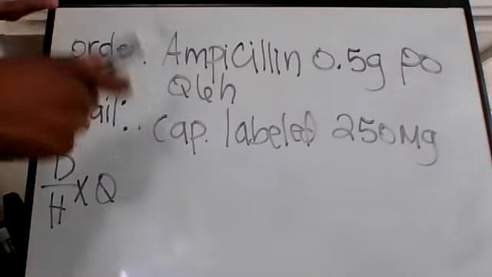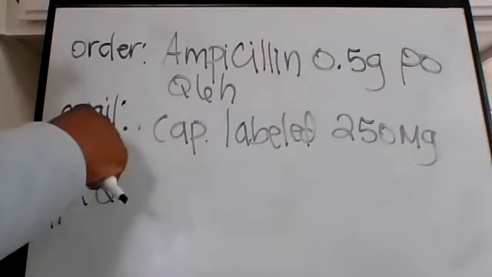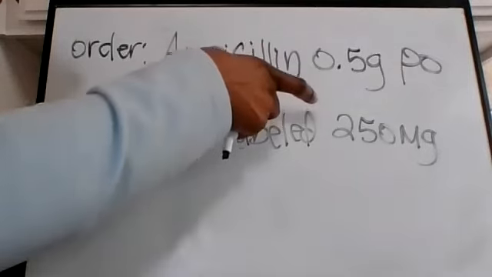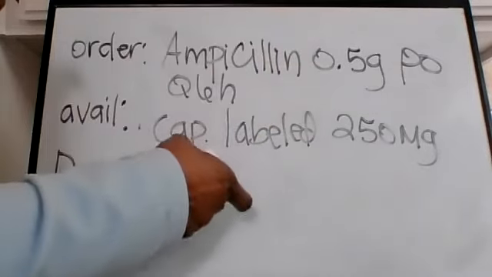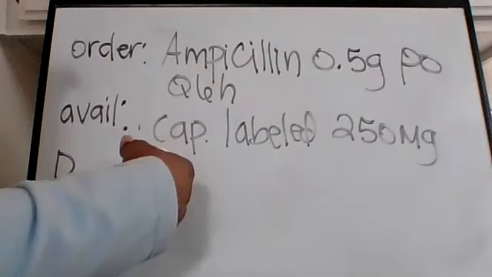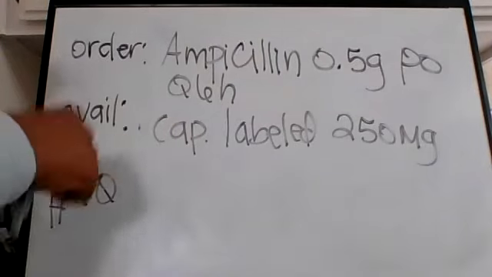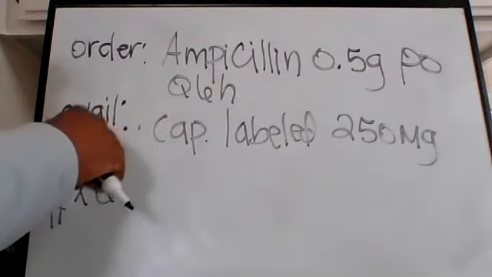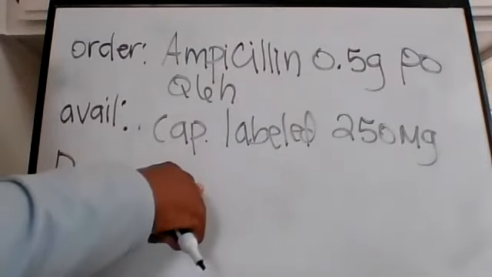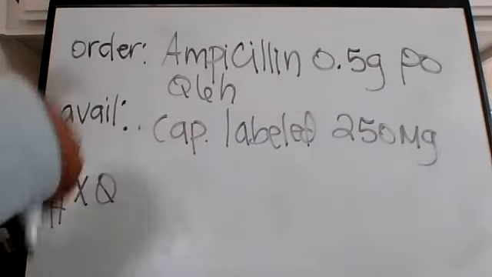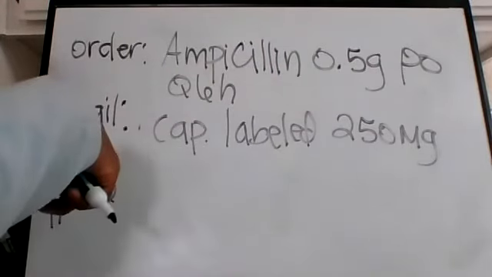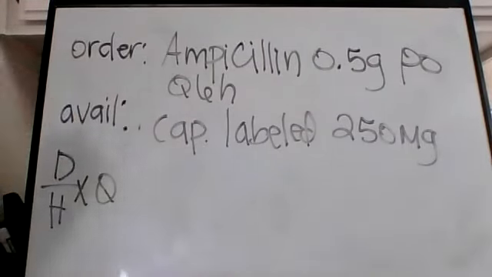Remember, folks, sometimes when you're reading the problem, it may tell you what's available first and then tell you what the doctor's ordered. So be careful with that. I've done that one time doing practice problems. I actually wrote what was available on top as the order, and what we had on supply as the order. So we have to be very careful. So just make sure that you read the question very carefully, okay?